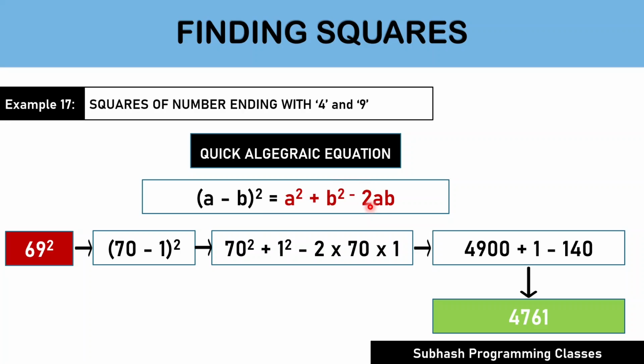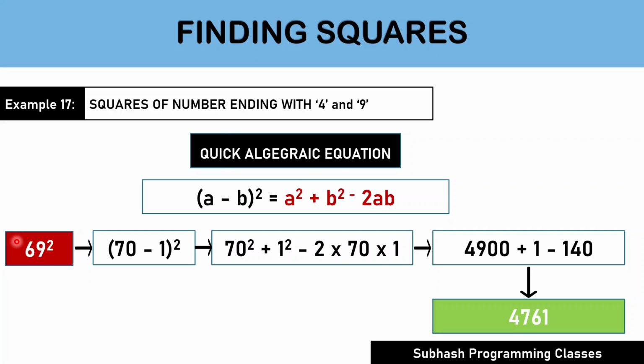Having said that, 69 square is nothing but 70 minus 1 the whole square. It means 69 the whole square can be written as 70 minus 1 the whole square, and by applying this equation, this becomes 70 square plus 1 square minus 2 multiplied by 70 multiplied by 1, which will result in 4900 plus 1 minus 140, which when calculated will give the final answer as 4761, which is the actual answer for 69 square.